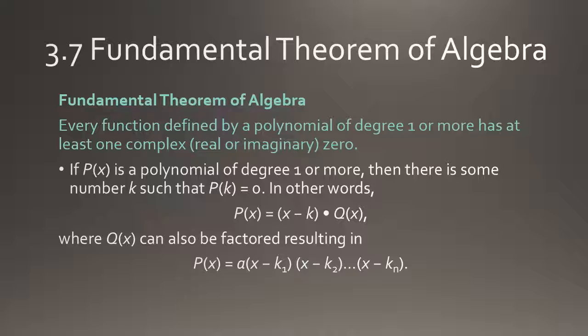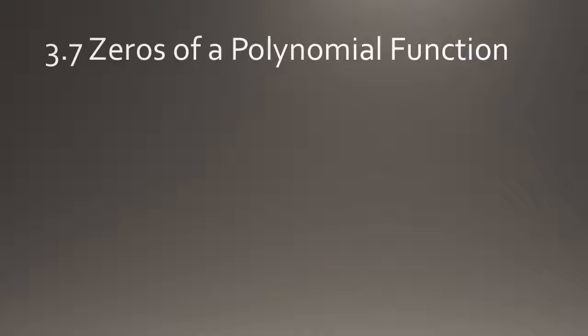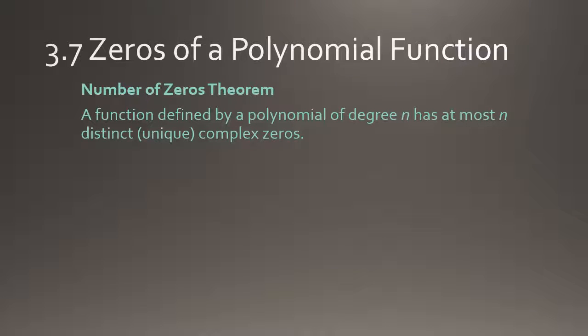In other words, you can break up any polynomial into a series of factors where all of the x's are to the first power. In order to do this, your zeros may not all be real. You may have some imaginary in there, but it is possible to completely break up a polynomial into factors where x is to the first power in every factor. Now, I've already talked about the number of zeros, and this is something we've said before. A function defined by a polynomial of degree n has at most n distinct or unique complex zeros.